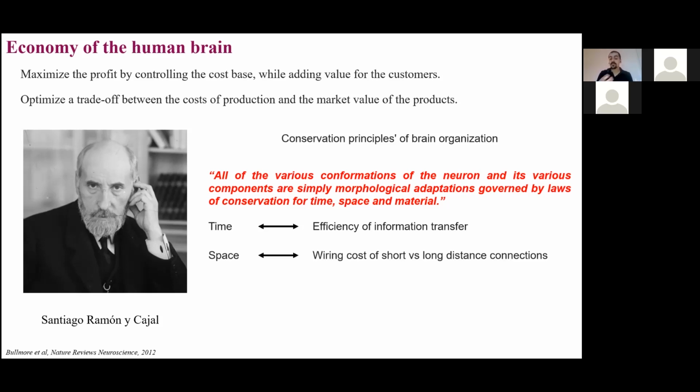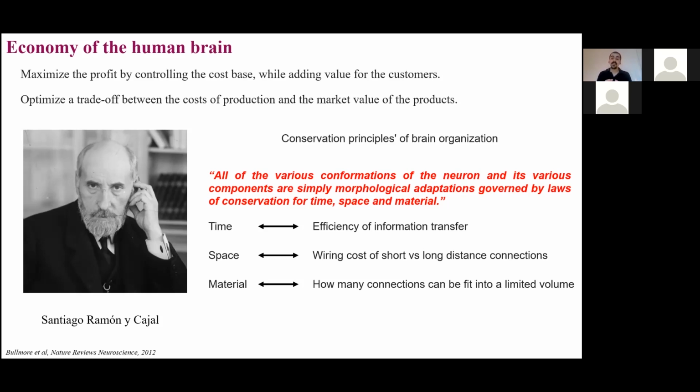When we talk about space, space is connected also with material here. These two, space and material, refer to the wiring costs, or the metabolic activity, the energy and material required to create short or long distance connections. So here we are trying to figure out whether our brain would be better served by having a lot of short connections, or whether long connections are better in general.